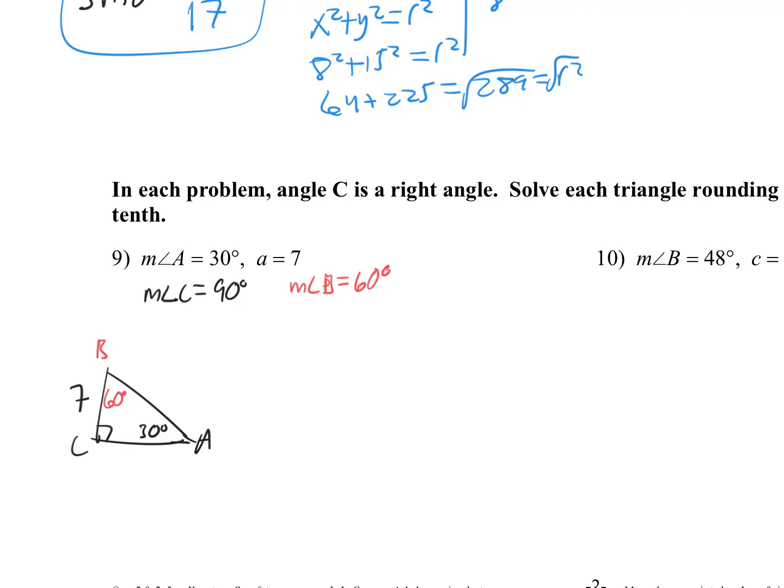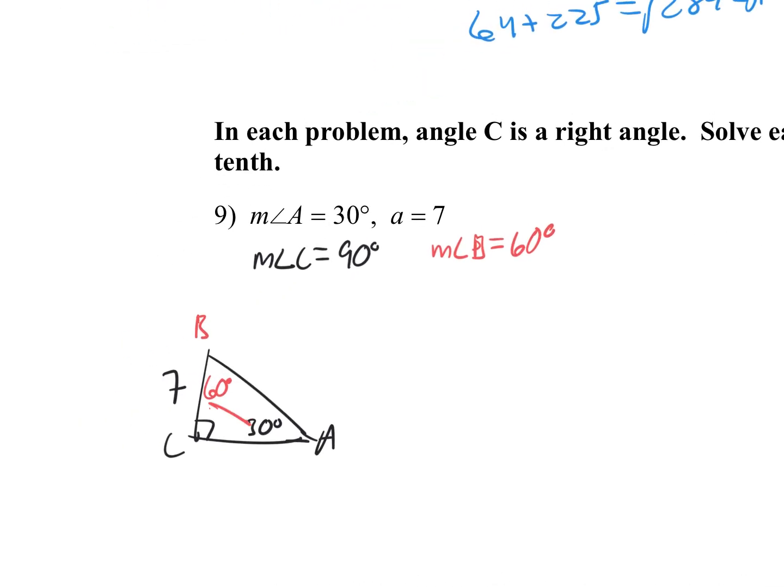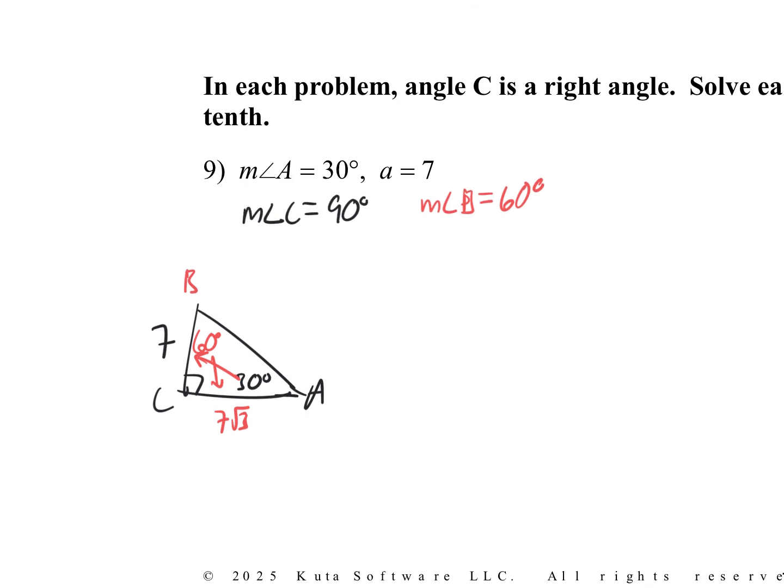You could use the fact that this is a special right triangle. We didn't ask you to know that for your test, but if it shows up, you should take advantage of it. So then you can say that since this side across the 30 right here is 7, the side across the 60 is 7 square root of 3. All right. Maybe you didn't want to do that. Maybe you didn't recognize that.